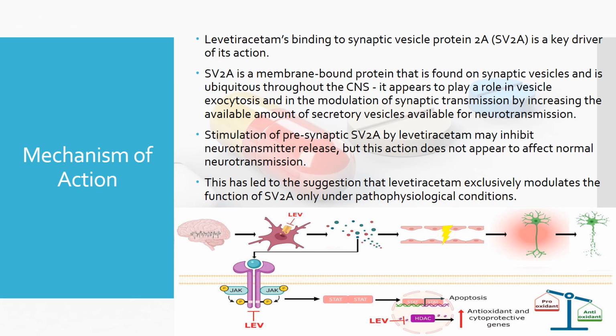Stimulation of the presynaptic SV2A by levetiracetam may inhibit neurotransmitter release, but this action does not appear to affect normal neurotransmission. This has led to the suggestion that Keppra exclusively modulates the function of the SV2A only under certain pathophysiological conditions, though. Levetiracetam and related analogs show a correlation between the affinity for the SV2A and the anti-epileptic potency, further suggesting that the action at this site contributes to the anti-epileptic activity of this drug.